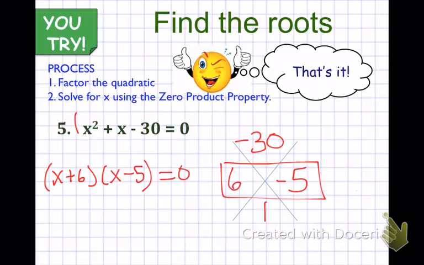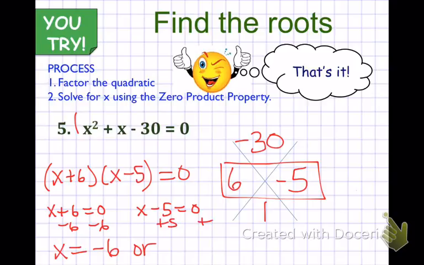And we're solving each one separately, x plus 6, x minus 5. And we just subtract 6 on both sides. Get x equal to negative 6, or add 5 to both sides. Get x equal to 5.